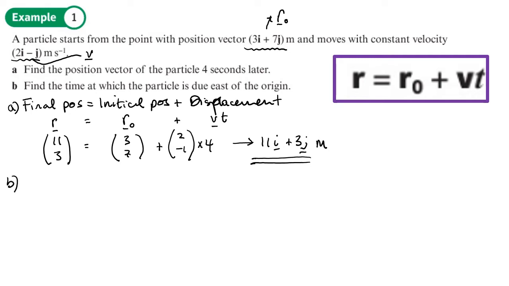Right, part B. Find the time at which the particle is due east of the origin. Now sometimes a diagram helps, like this. So on our coordinate grid, our ij grid, I hope you remember which way is north, east, south and west.